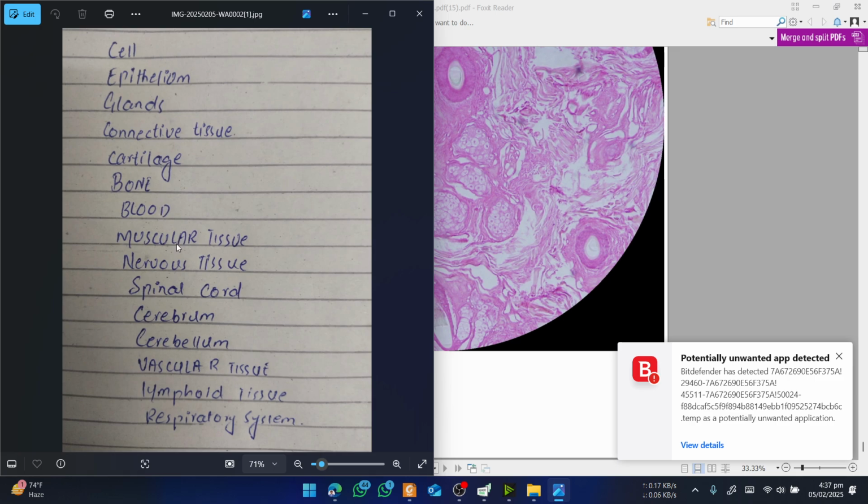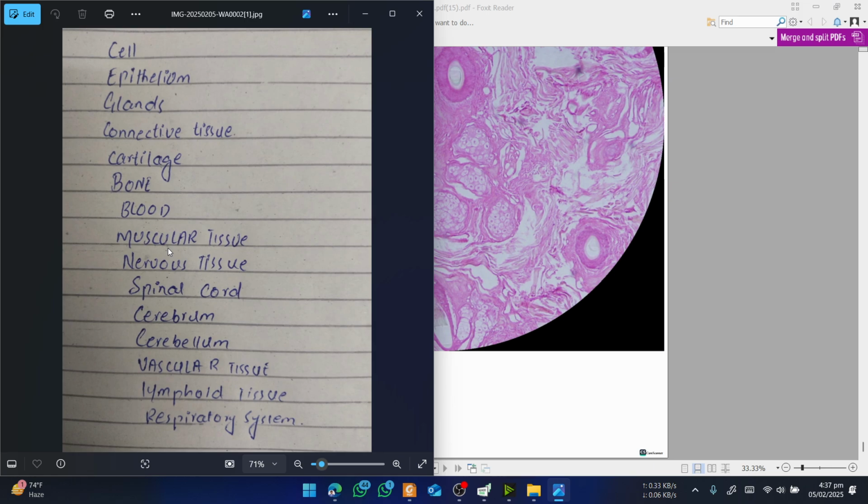Blood as a single tissue. Muscular, we saw skeletal, smooth, and cardiac muscle. We saw spinal cord. I did not show you cerebrum and cerebellum. I will show you. Nervous tissue, we saw peripheral nerve, peripheral ganglion, and in the peripheral ganglion, we differentiated between dorsal and sensory root. I will show you cerebrum.